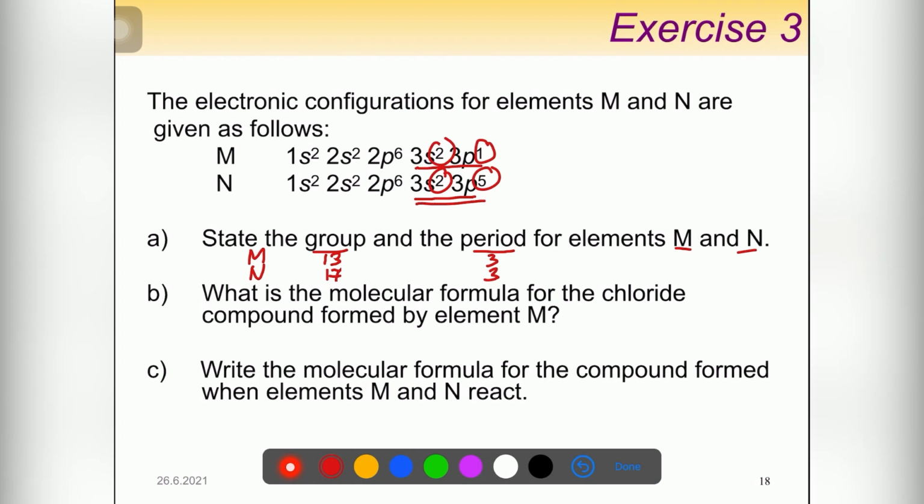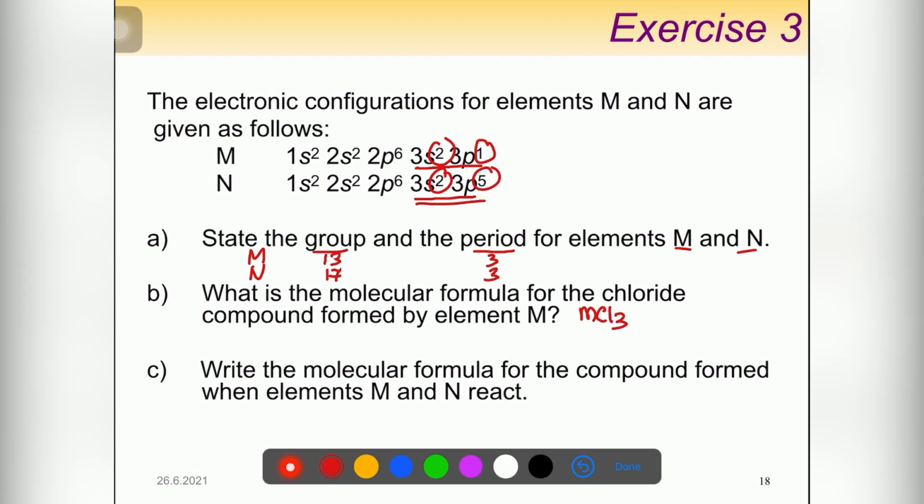Okay, because there are 3 valence electrons in M, it tends to form a positive ion. It will remove the electrons from the orbital with the highest n, and it will become M3+. So the chloride compound formed by the element M is MCl3, because Cl- combined with M3+ gives MCl3.